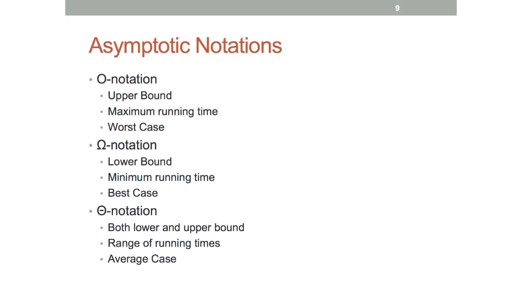The O notation indicates the maximum running time or worst case scenario of an algorithm. The omega notation indicates the minimum running time or best case scenario of an algorithm. The theta notation indicates the range of running times of the average case.